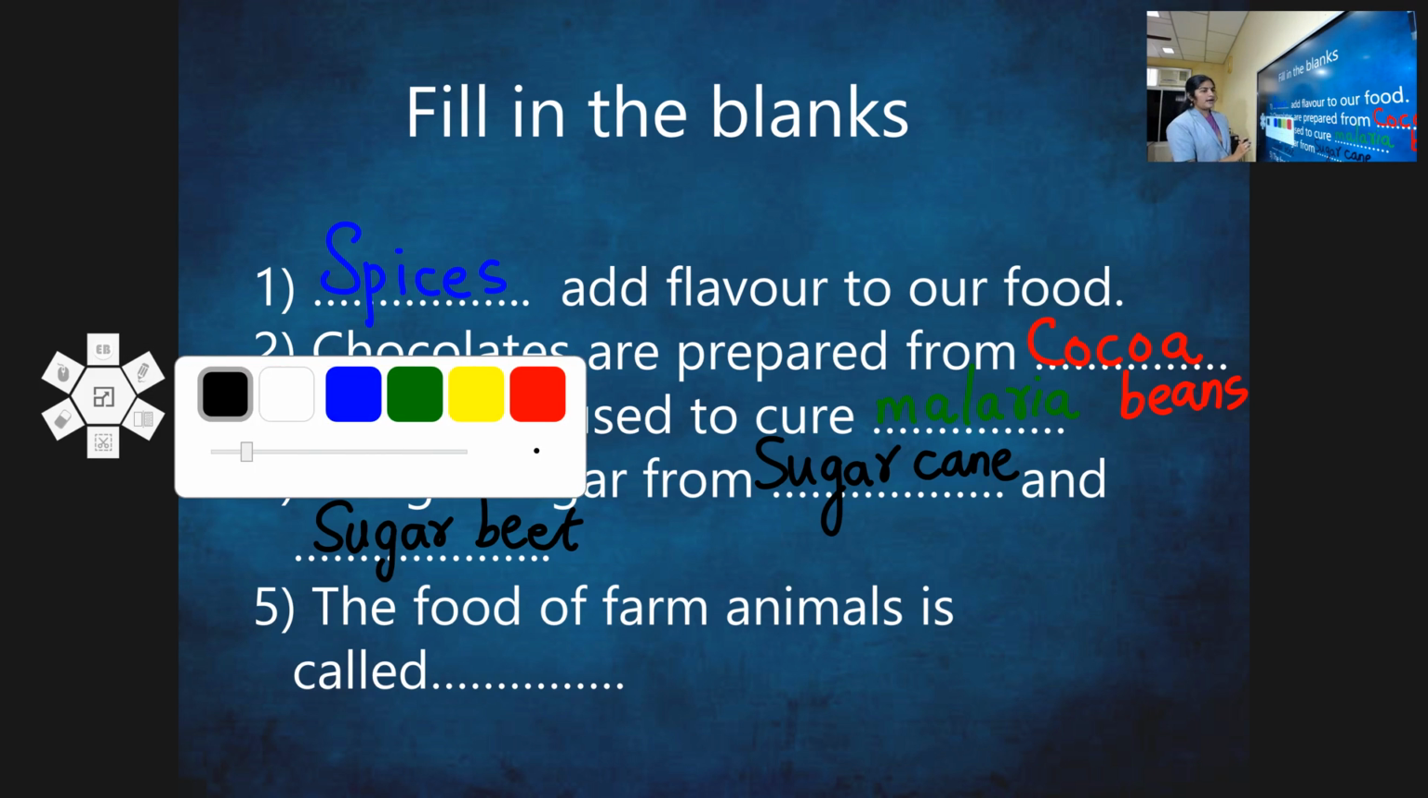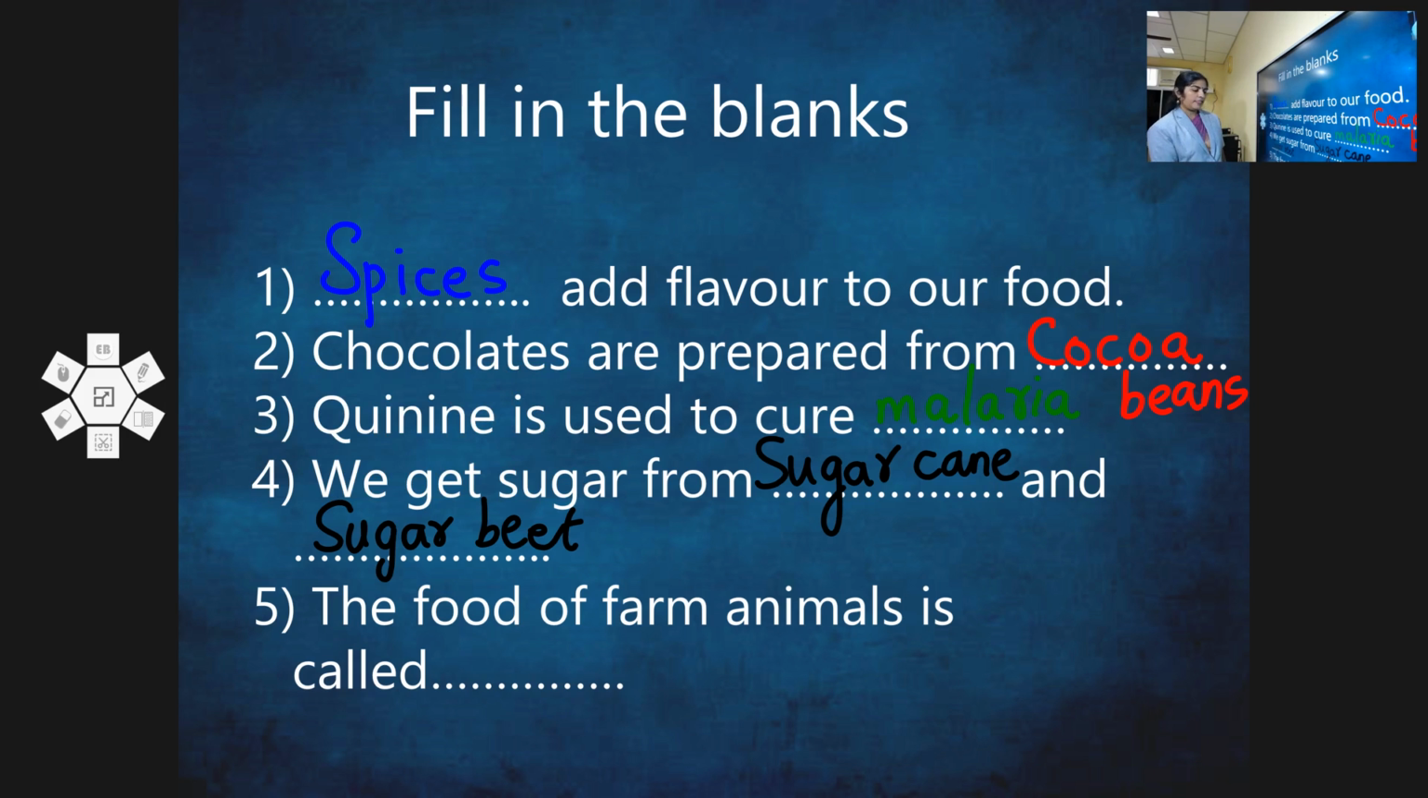Now, fifth question. The food of farm animals is called what? Just now we learned. Yes, fodder. Food of farm animals is called fodder. Name the two types of fodder you learned today. Grass and hay. Okay? So clear?